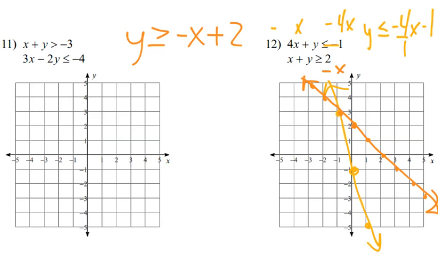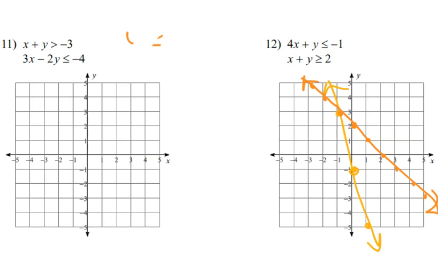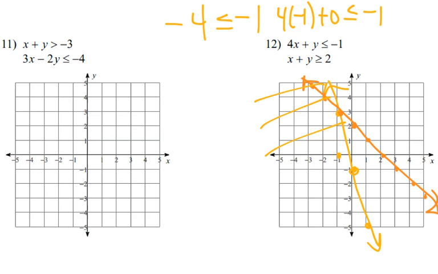Okay, so now our test point, right? And you can use those new equations, or you can use the old ones. So this one's kind of close to 0, 0, so why don't we try negative 1, 0. So 4 times negative 1 plus 0 is less than or equal to negative 1. 4 times negative 1 is negative 4 plus 0 is negative 4. Is it less than negative 1? Yep, so shade that side.